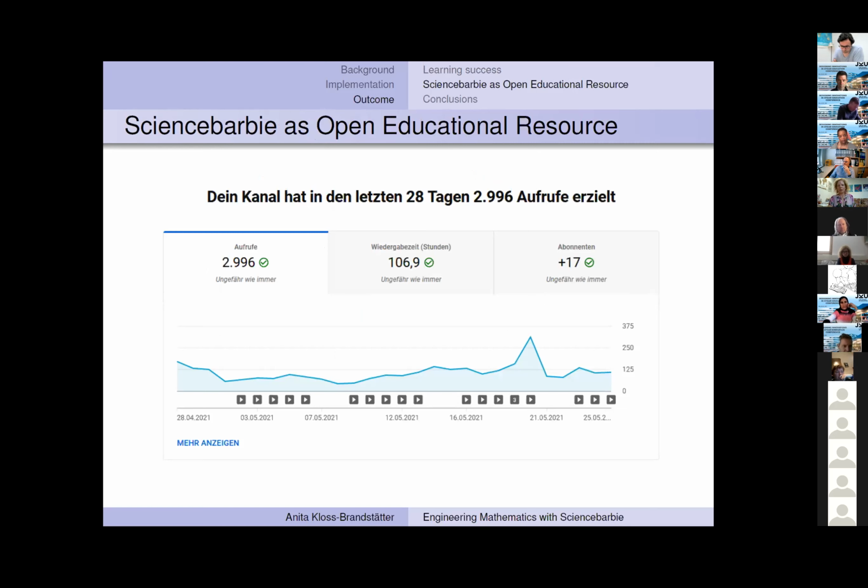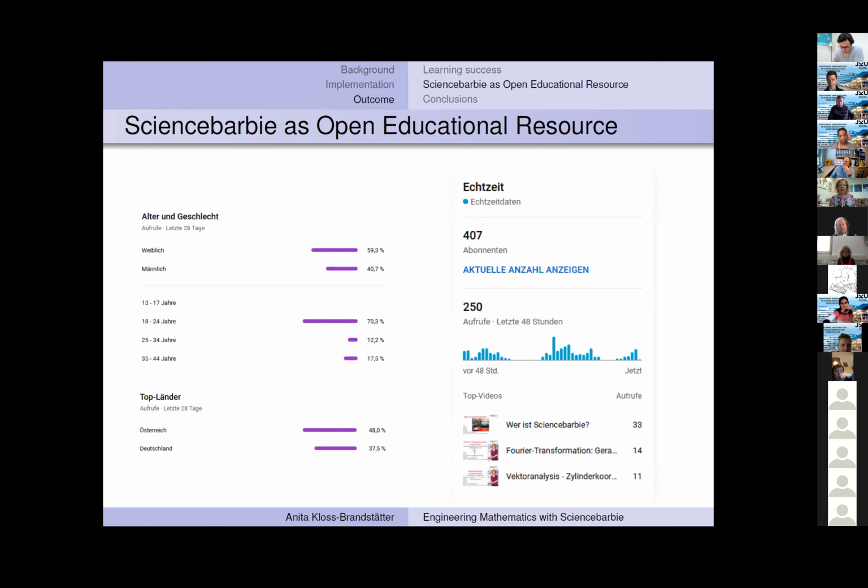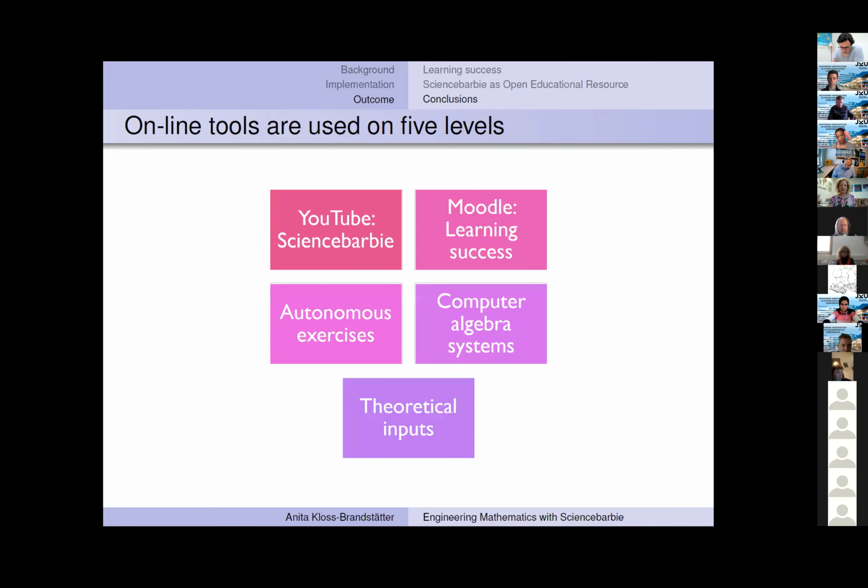Also, the Open Educational Resource Science Barbie is getting more and more attention. We have 3,000 views in the last 28 days. And something that's very important to me is that when you look at gender, about 60% of the viewers of this channel are female, compared to 40% male students. Of course, in the age range that's the target group. And this is also something that I try to reinforce.